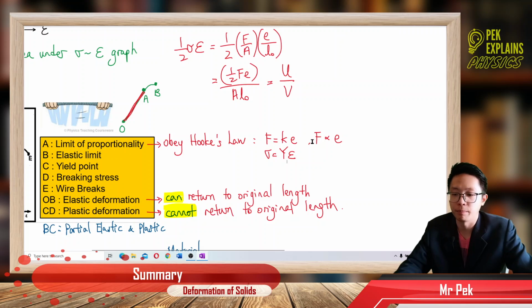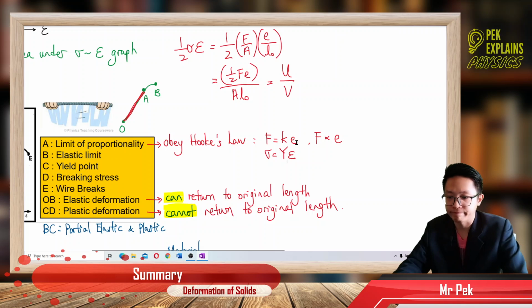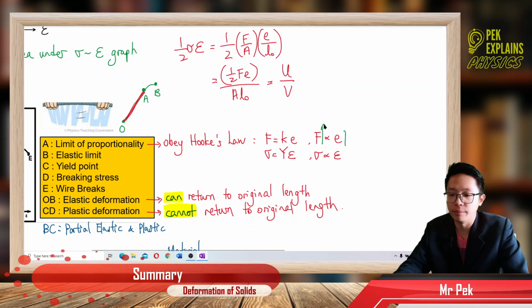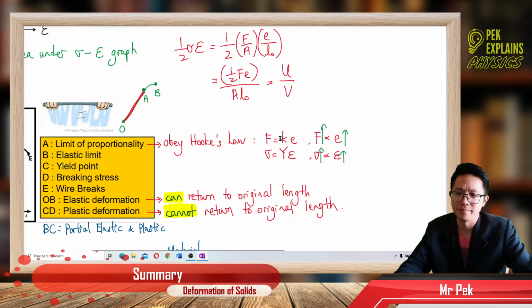Force is proportional to elongation. Stress is also proportional to strain. The higher the force, the bigger the elongation. The higher the stress, the bigger the strain. These two equations are almost the same. The difference is just that this is the force-elongation graph, and this is the stress-strain graph.